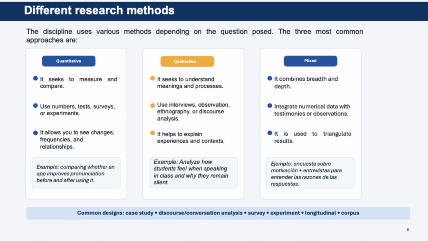In the qualitative method, interviews are conducted with students to understand their experience learning a second language. In the quantitative method, a test is administered to a group of students to measure their reading comprehension level before and after using a new strategy. And finally, in the mixed method, surveys are combined with interviews to analyze how students respond to a new pedagogical approach.